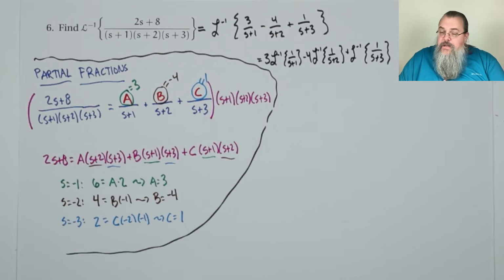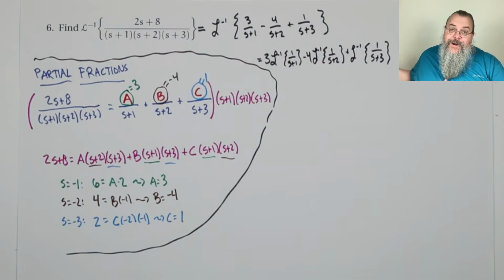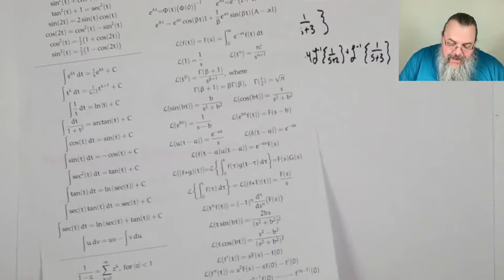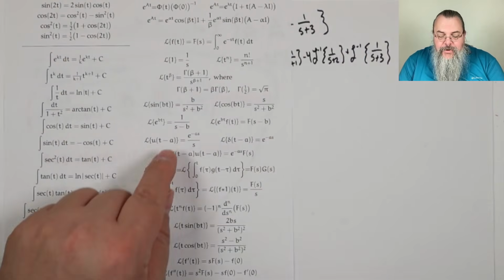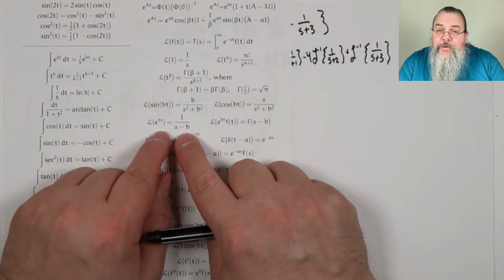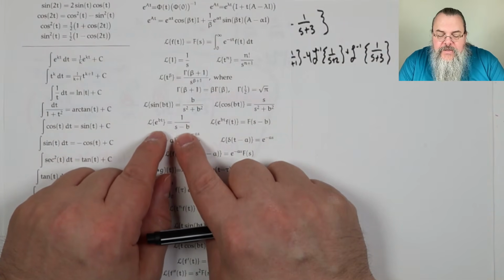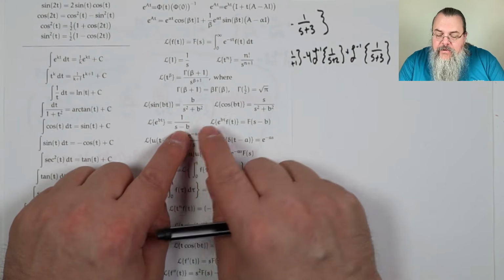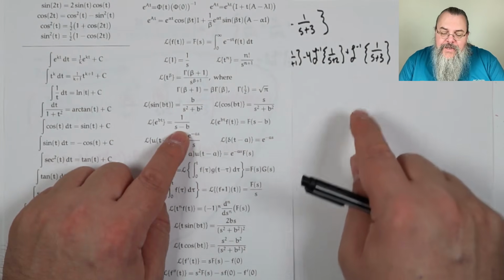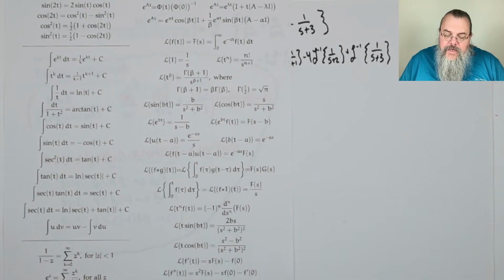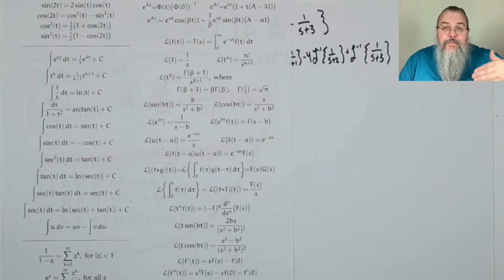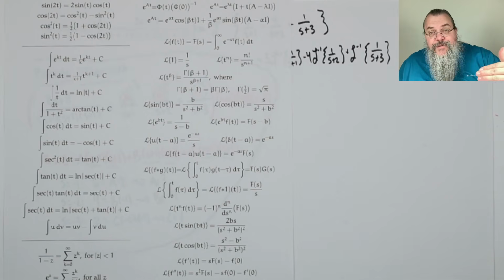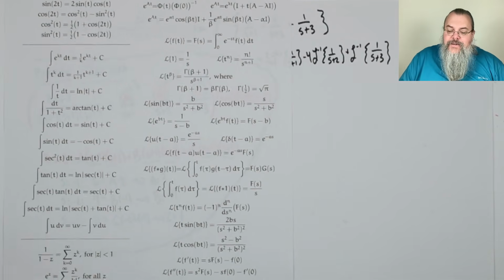And very conveniently, these aren't just any random things, but they are things on our formula sheet. They're ones we should know. In fact, they're one of our most important rules: Laplace of e to the something t is 1 over s minus something. Now notice these are plus somethings, so we have to use, like, plus 2 is like minus 2, and so forth.